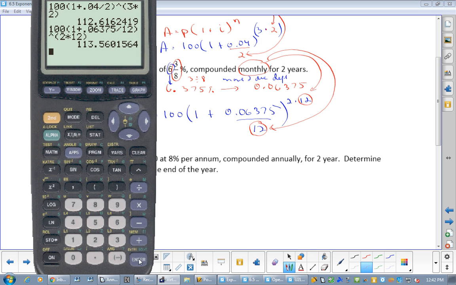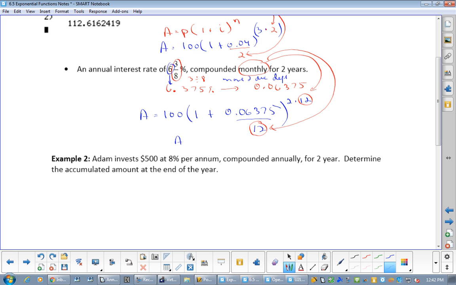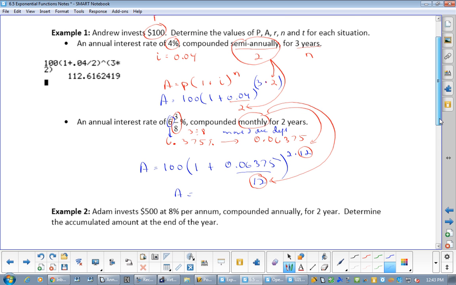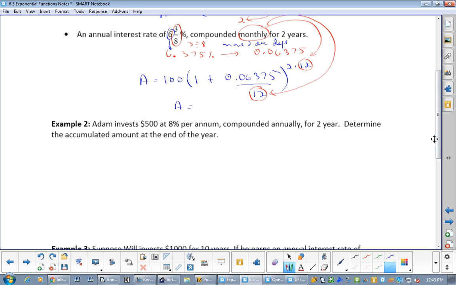So you will get A to equal. Oh, I didn't even write down the last example. Okay, for this one, A equaled 112.62. Why am I stopping at 62? Because that's money. Yep, that's the money.